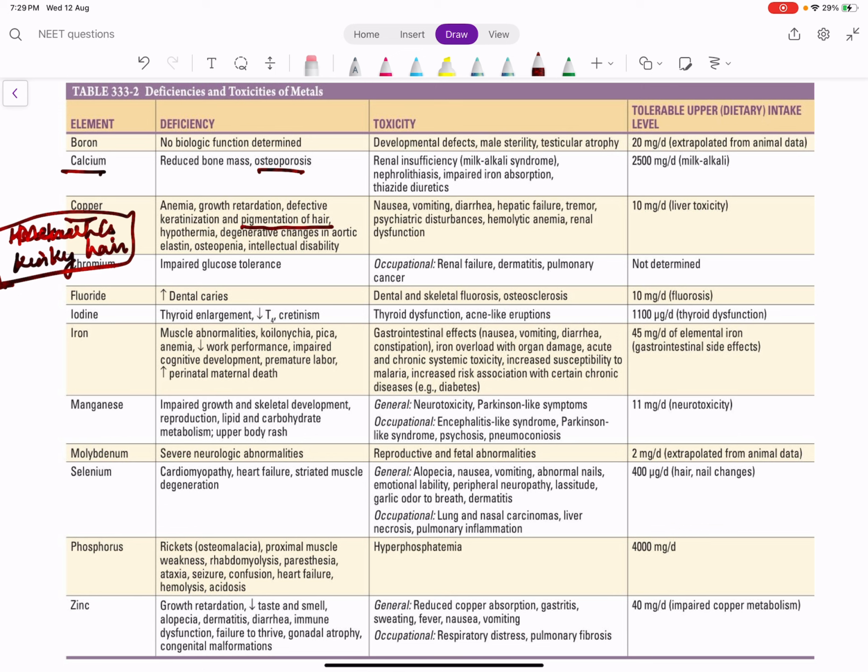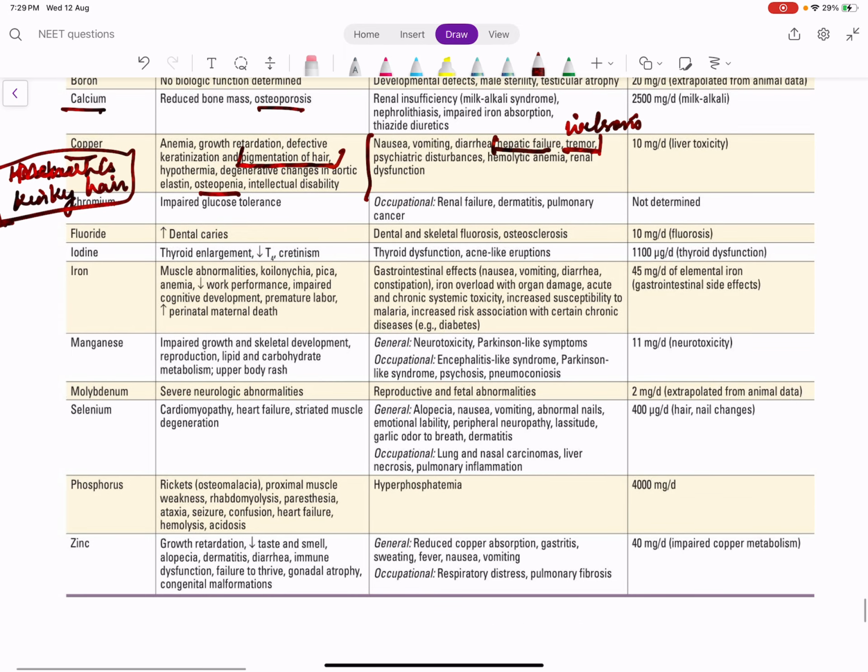So that's what is given on the right side. Copper excess causes hepatolenticular degeneration, which is called Wilson's disease. Copper deficiency causes Menkes kinky hair syndrome. Of course, there are some other things also, osteopenia, etc.